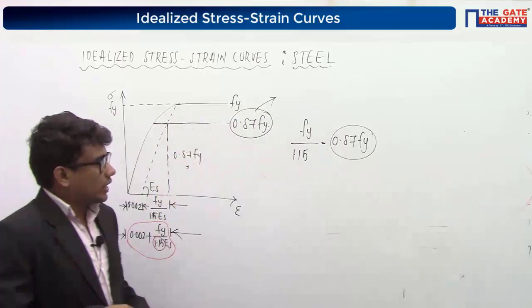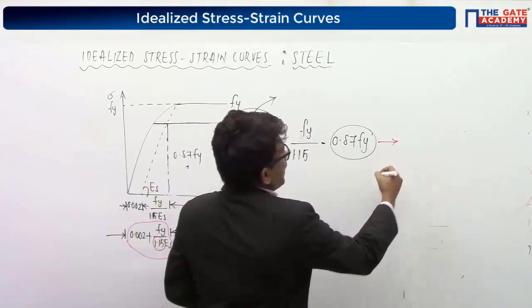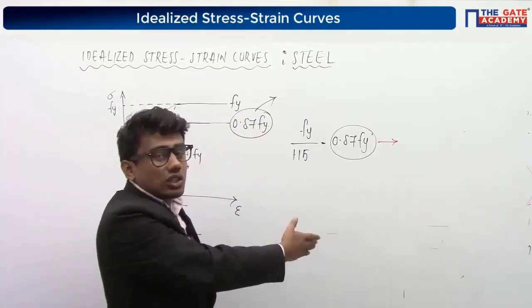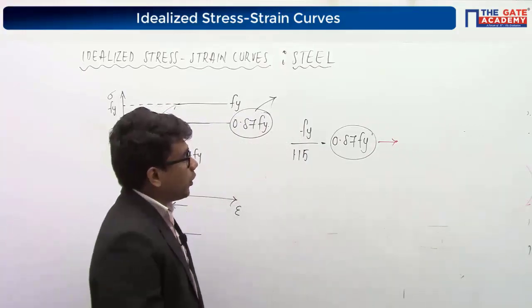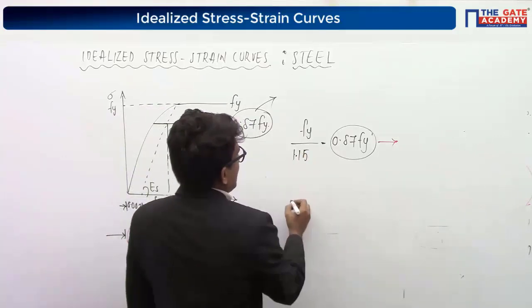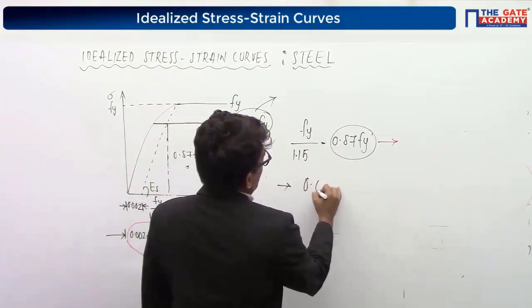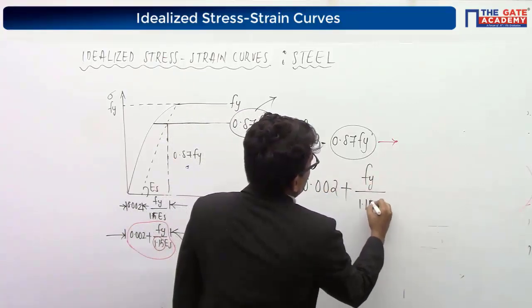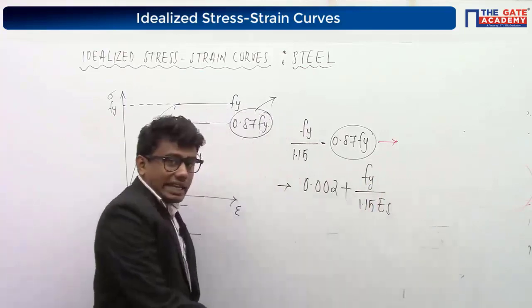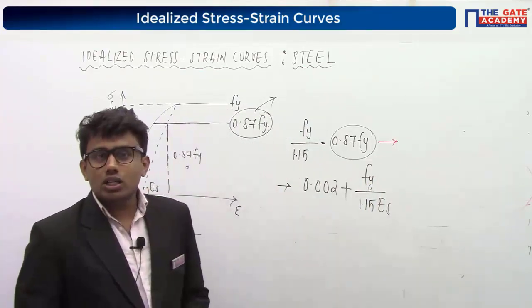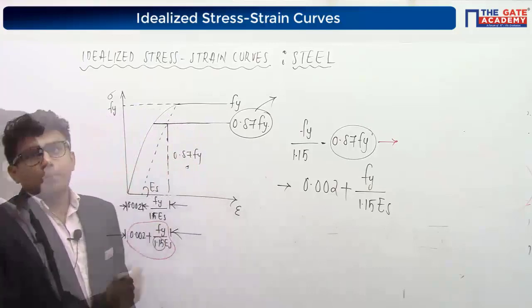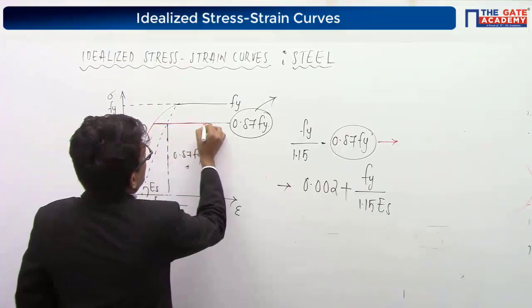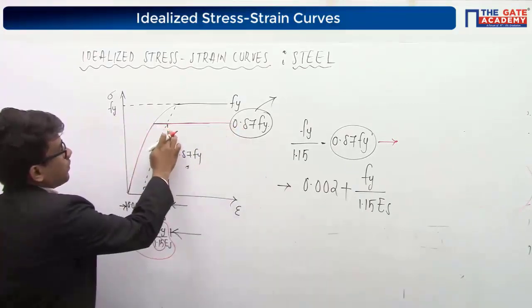Nothing more is there, just remember the strain value. Just remember this is the strength of the steel as per limit state of collapse. This is the design strength of the steel as per our limit state method, that is 0.87 Fy. We know how we are getting this, and the strain value corresponding to that will be equal to 0.002 plus Fy divided by 1.15 Es, where Fy is the yield strength and Es is the Young's modulus of elasticity of the steel. Okay, fine. Here this will be the idealized stress strain curve for steel.